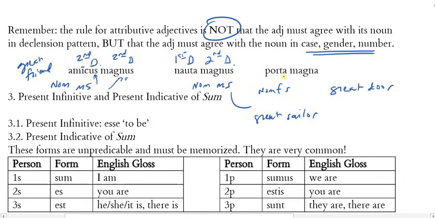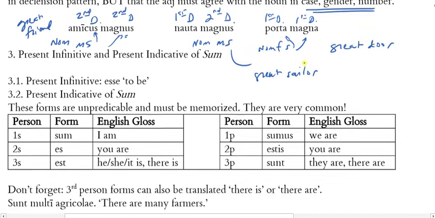So, what declension pattern does porta follow? That's first declension. What declension pattern does magna follow when it's feminine? It also follows first declension. So, in this case, the declension patterns of the noun and the adjective do match each other, but that's not what's required. What's required is that they both be the same case, gender, number, and they are. Okay, that's what's important. All right, let's go on to point 3.